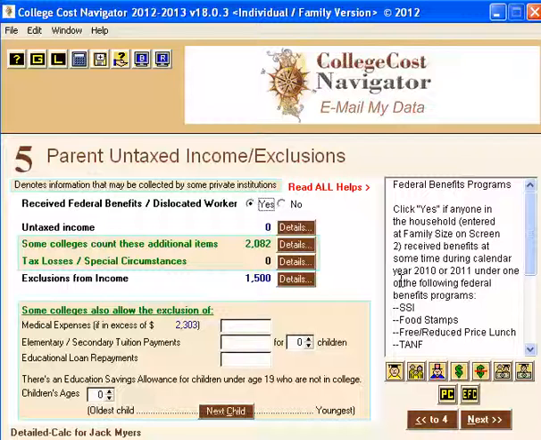The biggest thing we're doing here is we're getting a what-if analysis of where you are today and where we might be able to take you by lowering your EFC number.